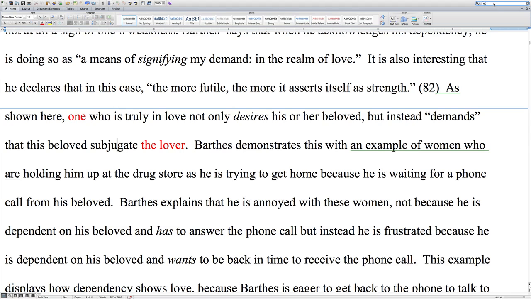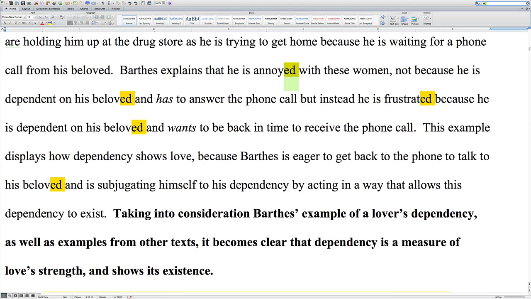How you doing? One more maybe? Three's the charm. Boom. Is annoyed. Great. Passive voice. Okay. Barthes explains that he is annoyed with these women. Oh, I am glad we're doing this next one.